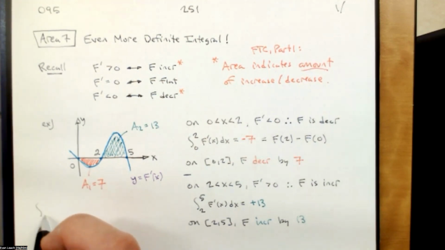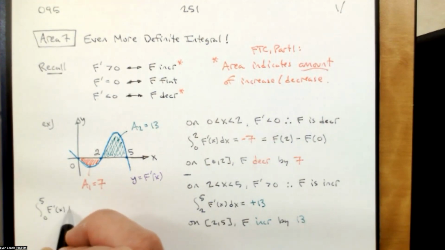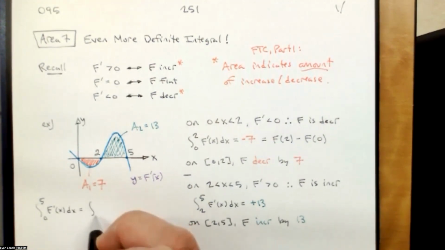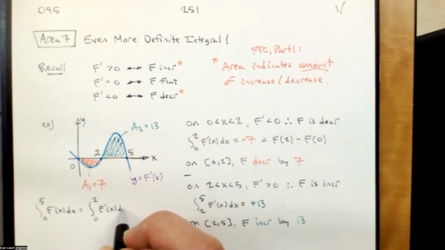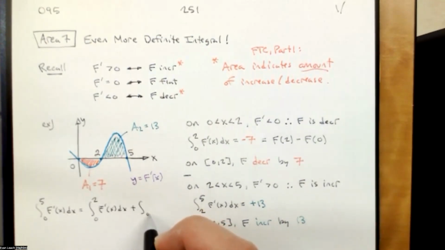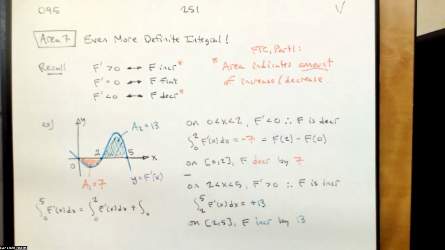So if I wanted the integral from 0 to 5 of capital F prime of x dx, I'll just take the integral from 0 to 2 of capital F prime of x dx and add the integral from 2 to 5. I spelled 2 wrong again.